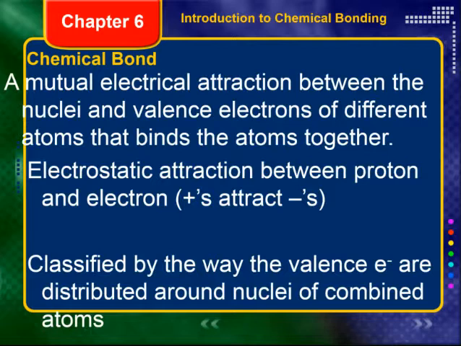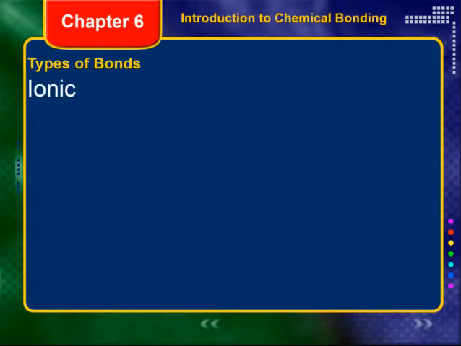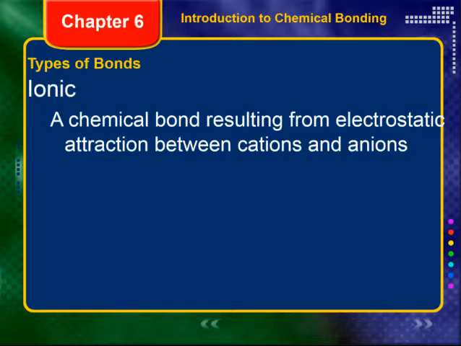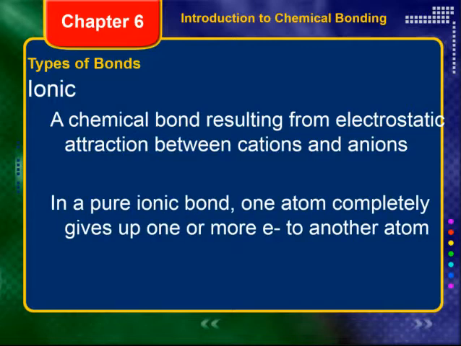We classify the different types of bonds according to the way the valence electrons are distributed around the nuclei of those combined atoms. So, the first type of bond that we're going to cover is the ionic bond. It's a chemical bond resulting from the electrostatic attraction from cations and anions. It makes a lot of sense. In order to have an ionic bond, we need to have ions in the first place. So it's going to be the electrostatic attraction between positively charged ions and negatively charged ions. It's still pluses and minuses.